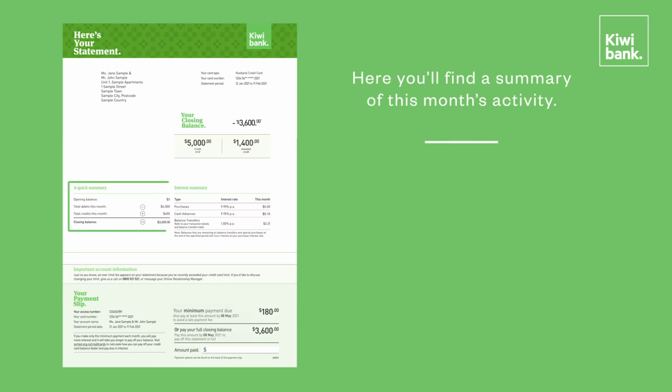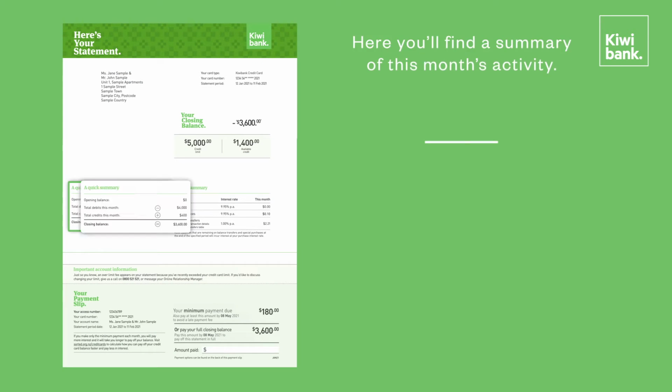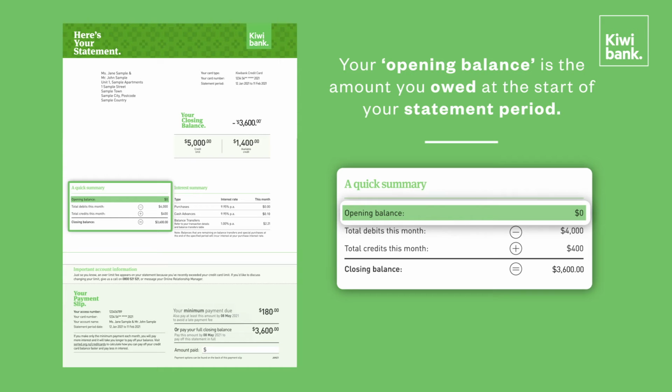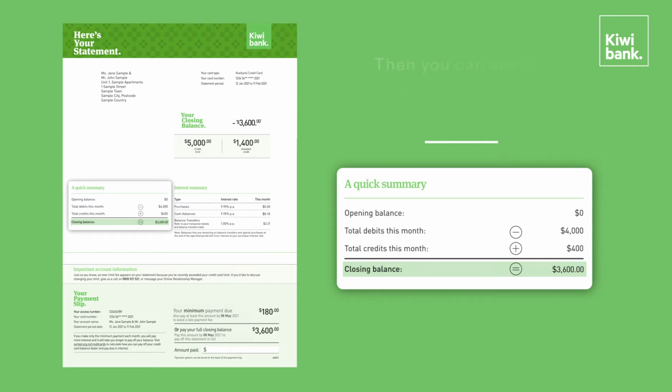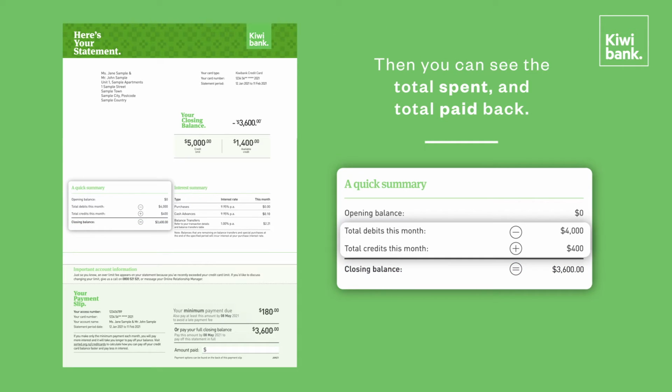Here, you'll find your summary of this month's activity. Your opening balance is the amount you owed at the start of your statement period, while your closing balance is the total amount owing at the end. Here, you'll see everything in between. This is the total spent and total paid back.